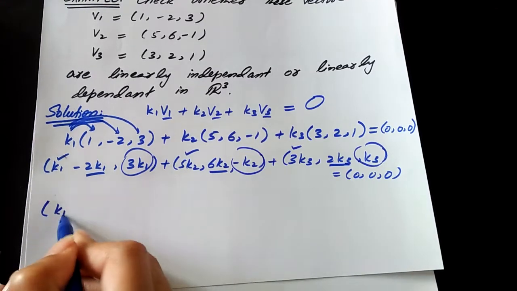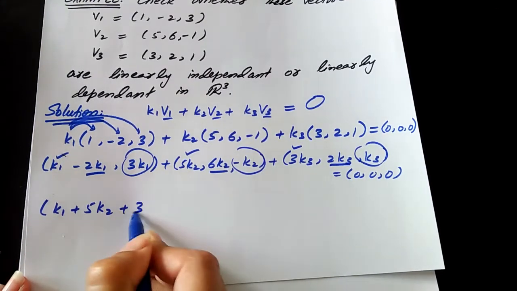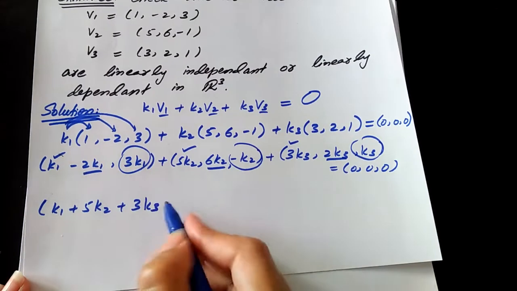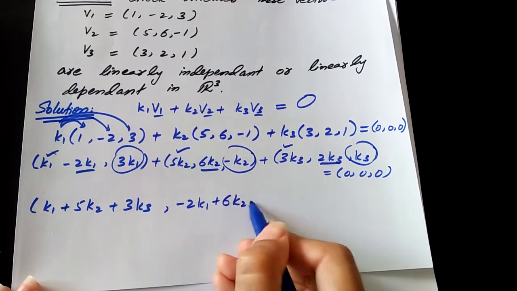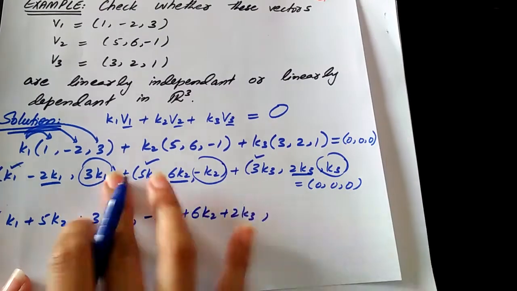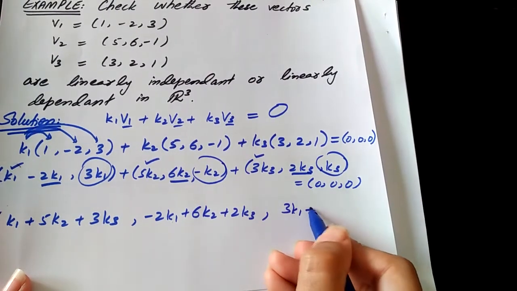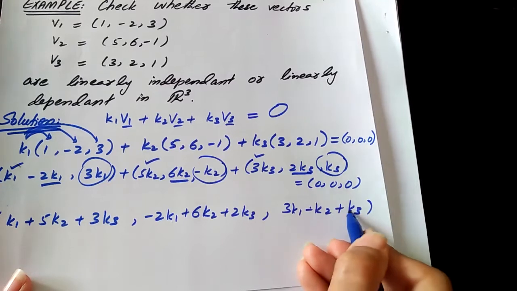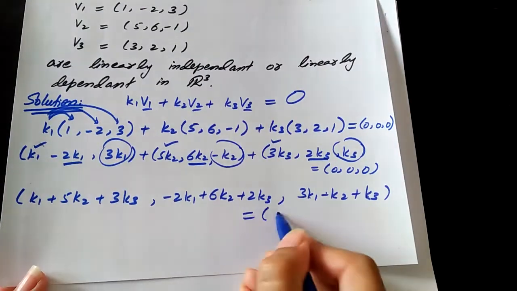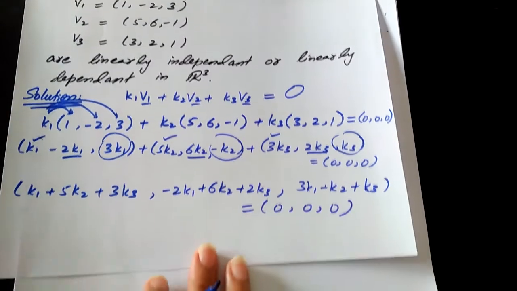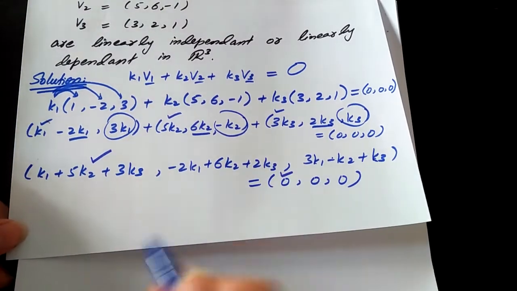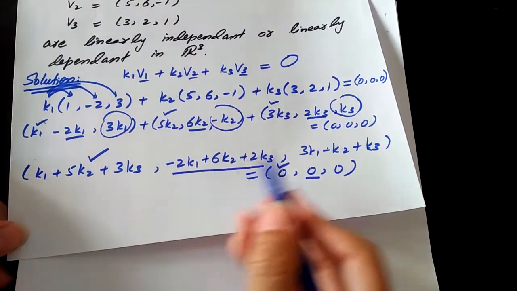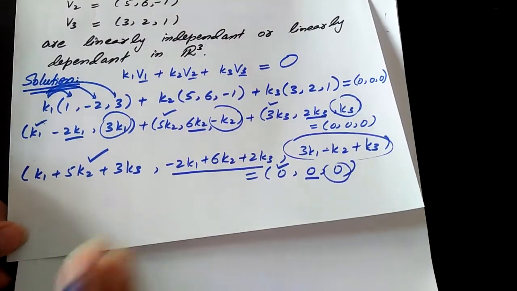And you will get k1 plus 5k2 plus 3k3 as the first entry, then minus 2k1 plus 6k2 plus 2k3 as the second entry. Now the third entry is 3k1 minus k2 plus k3, and the whole vector is equal to your 0 vector. Now you have to equate both sides. The first entry will be equal to the first one, the second entry equal to the second one, and the third entry equal to the third one. So equate them, and you will get a system of equations.